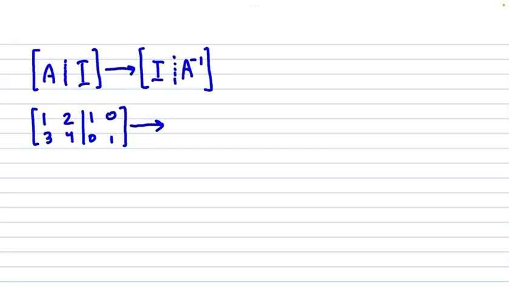The first thing we want to do, we want to say -3 row 1 plus row 2 to give us a new row 2. So that's 1, 2. This will be 0 and -2. And now these same operations, -3 times 1 is -3. -3 times 0 plus 1 is 1.